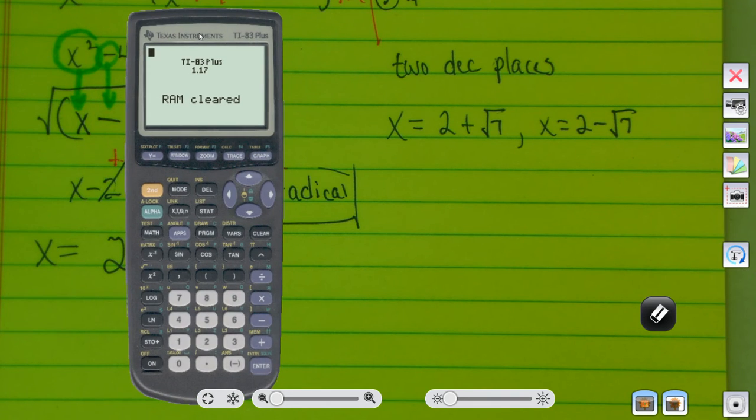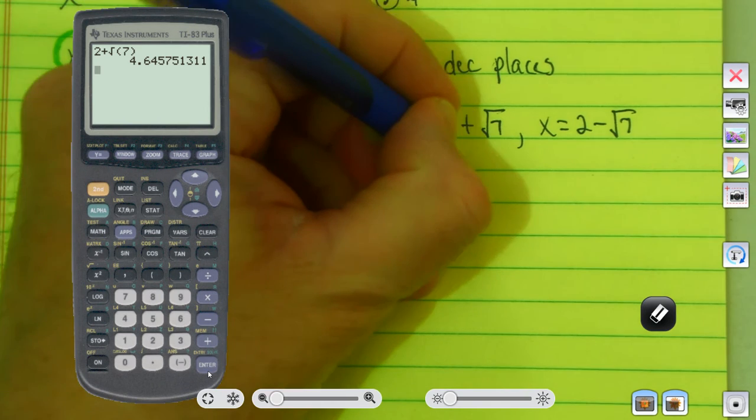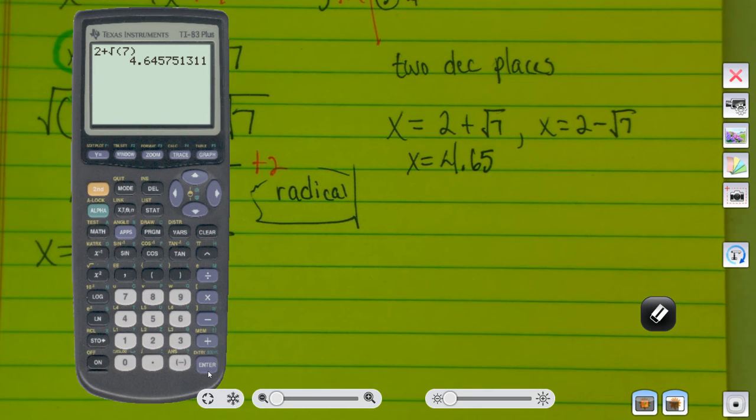So we'll use my TI-83, and I'm just going to say, well, what is 2 plus radical 7? The cool thing about the TI-83 is it'll really enter just exactly the way it looks like on paper. I use second function and the x squared to access the square root sign. I get my square root sign, I'll put 7 and close that parentheses. It's going to tell me it's 4.645. Well, that means x is equal to 4.65 rounded to 2 decimal places.